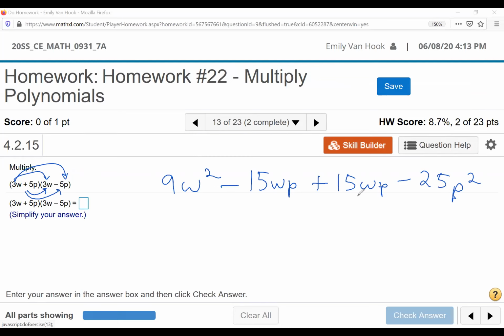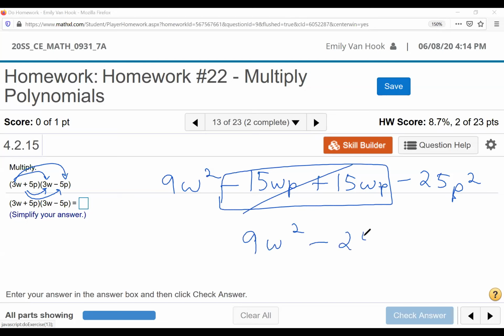I wrote WP for both, which violates my alphabetical order rule, I guess, but I'm going with the order of the problem. And then I just wanted you to see that these terms cancel. Negative 15 plus 15 cancels, so it's just 9w squared minus 25p squared. So that's kind of a unique problem that ends up with just 2 terms. I'm not going to type in the answer, I just wanted you to see that one.